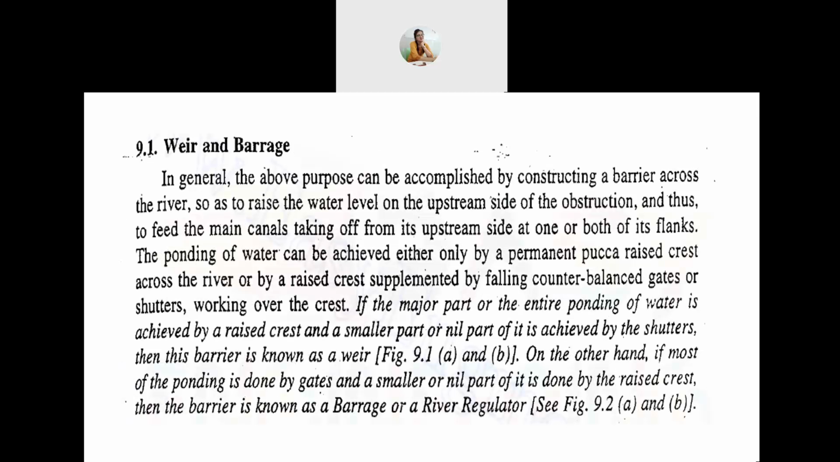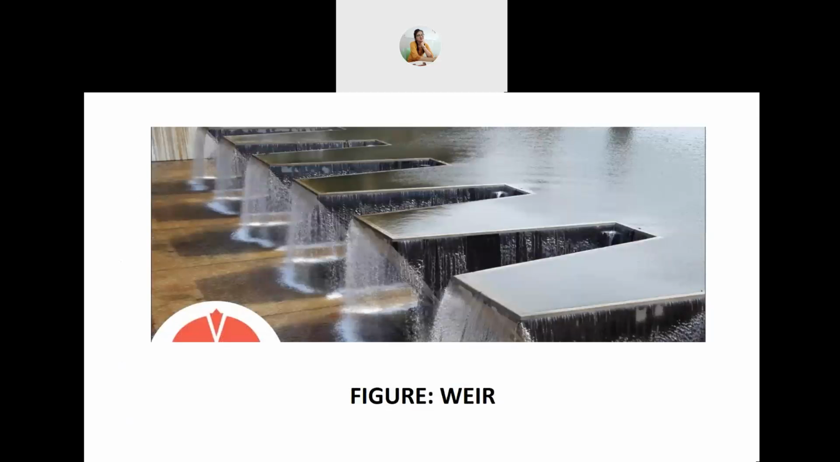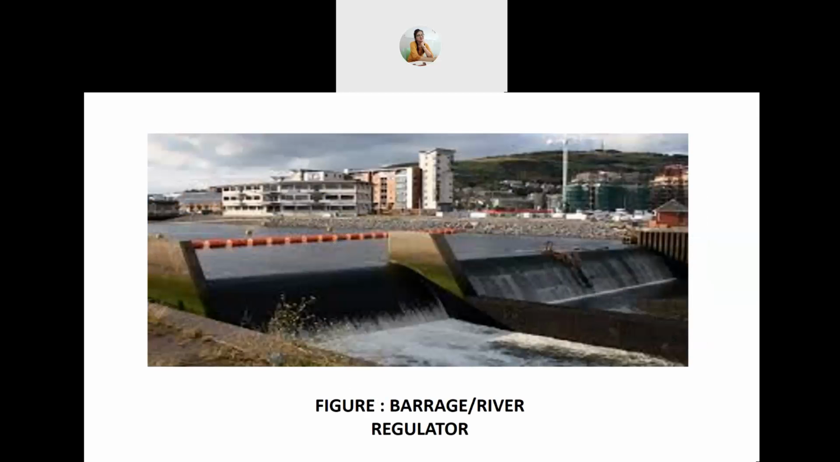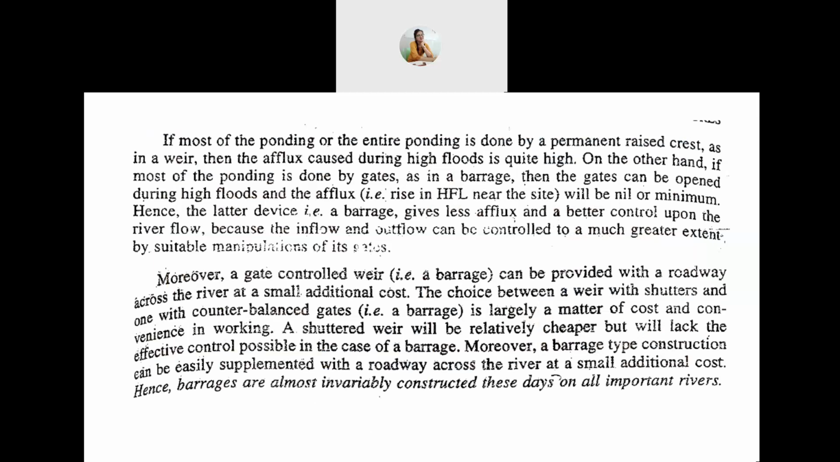Figure I'll be showing in the next slide. On the other hand, if most of the ponding is done by gates and a smaller or nil part of it is done by the raised crest, then the barrier is known as a barrage or a river regulator. So this is the figure of a weir. This video we have already seen in our last class. And this is the figure of a barrage, also known as a river regulator. We have also seen a video related to this.